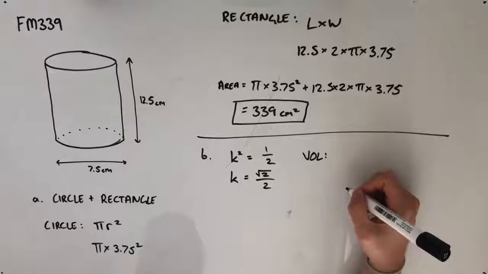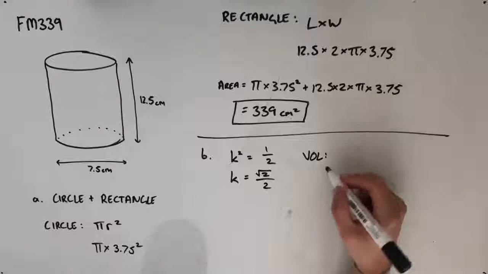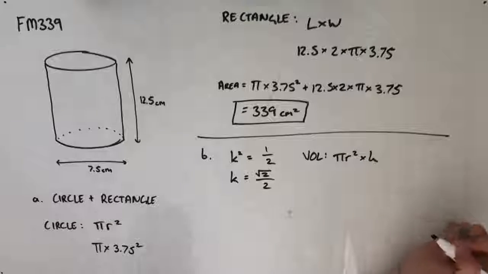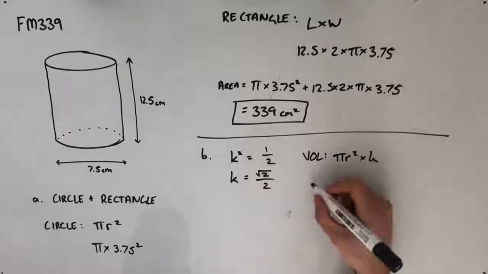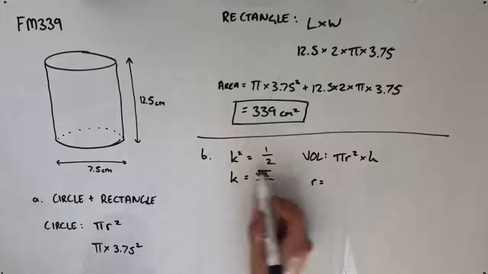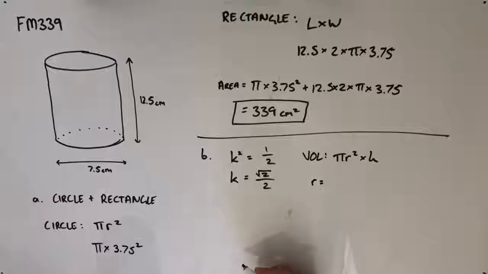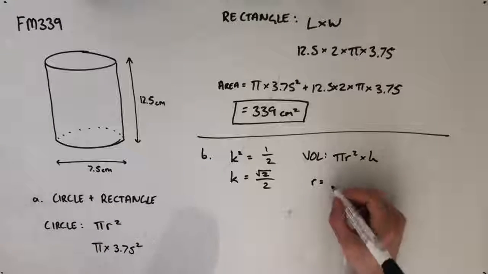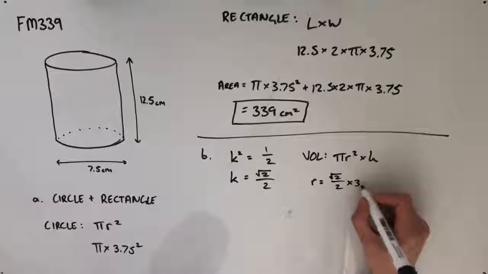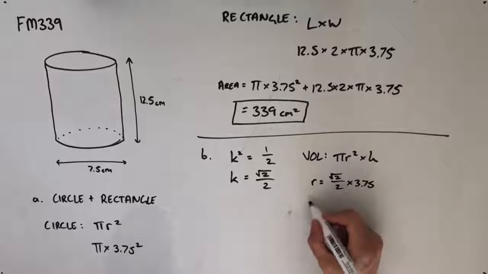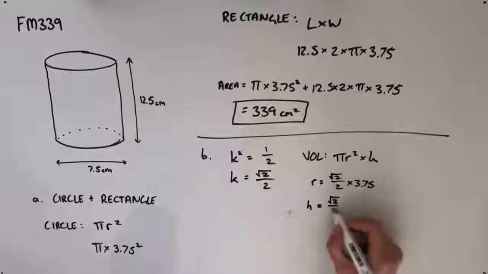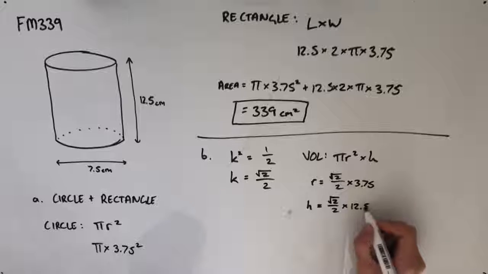So with this in mind, we're going to remember that to find the volume of this small can, we would just use the formula pi r squared times h. In this scenario, the radius of our small can is going to be this transformation applied to the old radius of 3.75. So our new radius is going to be root 2 over 2 times 3.75. And our new height is going to be root 2 over 2 times 12.5.